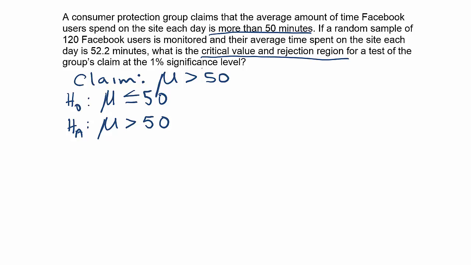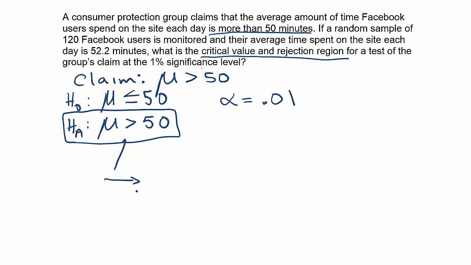Now from here, what we want to do is to go ahead and determine what alpha is in the problem. And it says that alpha here is 1% or 0.01. And then we also want to pay attention to the symbol that HA is using, right? HA is using a greater than symbol. This kind of looks like an arrow, right? It almost looks like an arrow pointing to the right. And that means it's a right-tailed test.